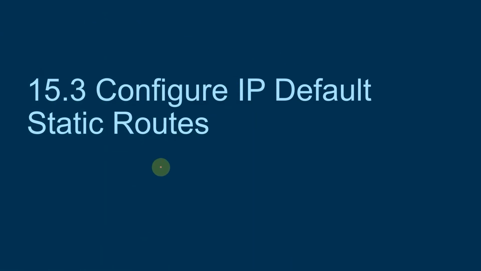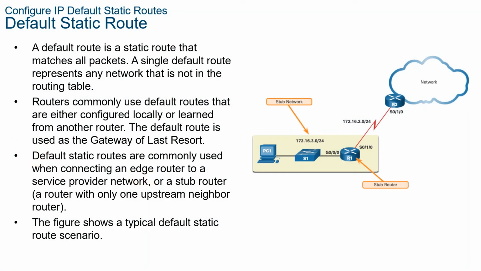All right, so in this section, configure IP default static routes, we will be dealing with how to configure default static routes. Okay, so let's talk about the default static route. This topic shows how to configure a default route for IPv4 and IPv6. It also explains the situation in which a default route is a good choice.